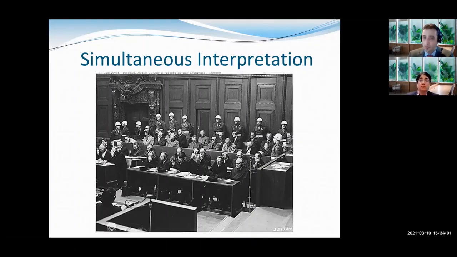Actually, the Nuremberg trials were really the first recorded time that simultaneous interpretation was used, not only in a judicial proceeding, but just in general, I believe. This was the first time they actually used simultaneous interpretation with interpreting equipment, I might add, to simultaneously interpret an event. What you see here on the front row are Nazi defendants, and you see that some of them have headsets on.